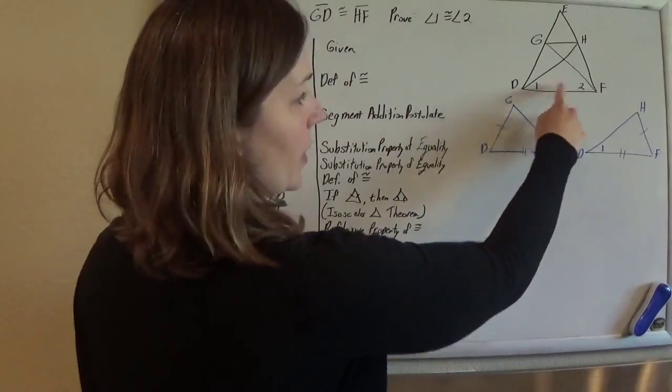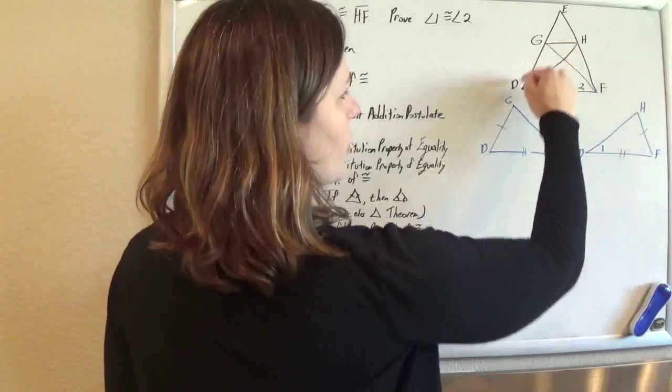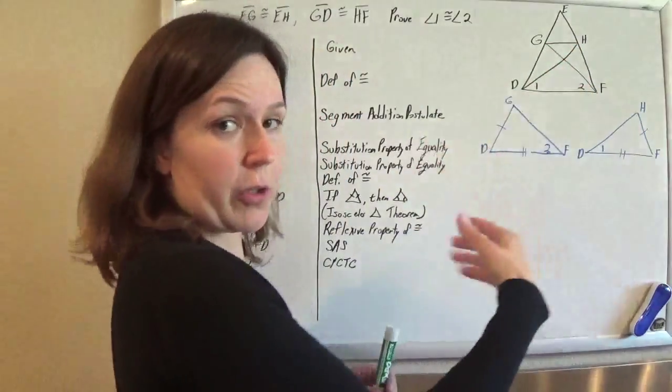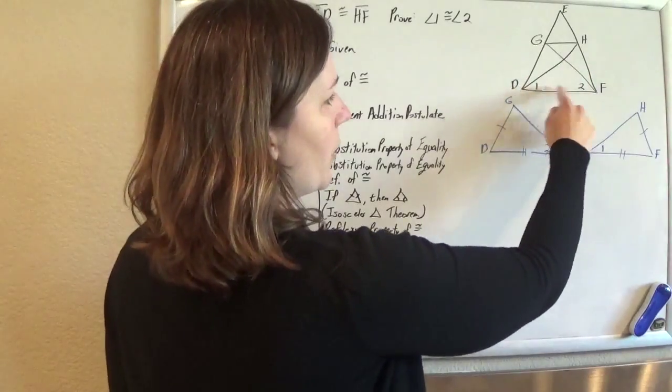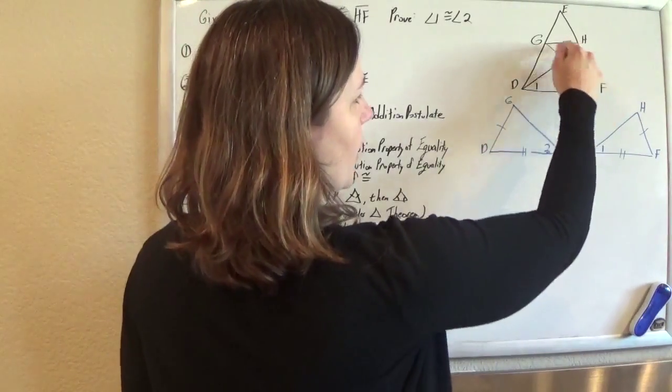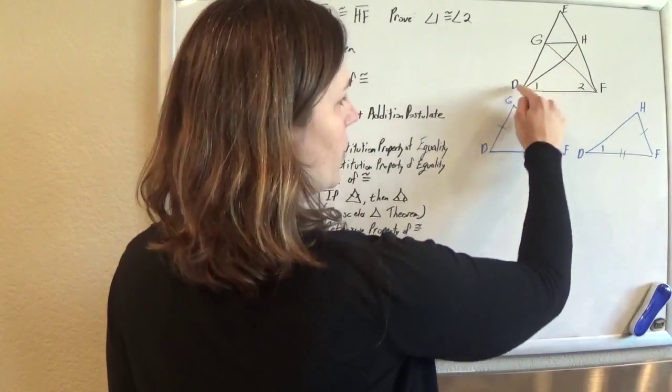So our goal is to prove angle 1 is congruent to angle 2. Usually we try to prove that triangles are congruent, and then by corresponding parts of congruent triangles are congruent, we can prove that the angles are congruent. So 1 and 2 are part of these triangles here. I would want to prove that this triangle is congruent to this triangle.